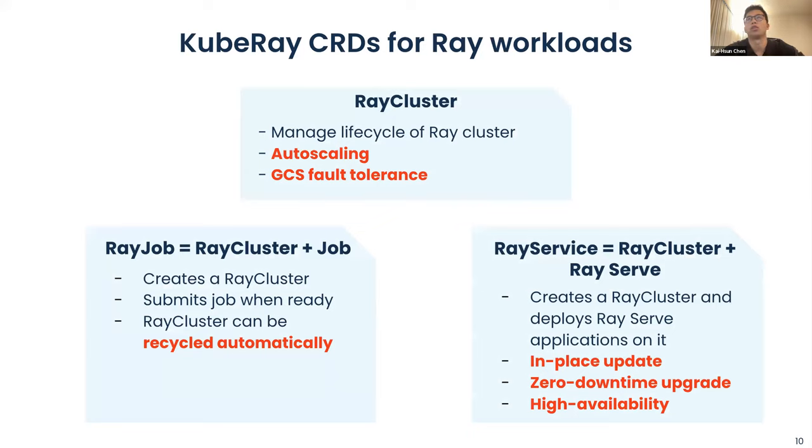KubeRay provides three CRDs here. The first one is RayCluster, which manages the lifecycle of a Ray cluster and consists of several pods, including a Ray head and Ray workers. It provides the auto scaling feature and the fault tolerance feature. We also provide different patterns for different kinds of workload. For batch jobs, we provide RayJob. It will create a Ray cluster and submit a job when the cluster is ready, and after the job finishes, KubeRay will recycle the Ray cluster to avoid idle resources.